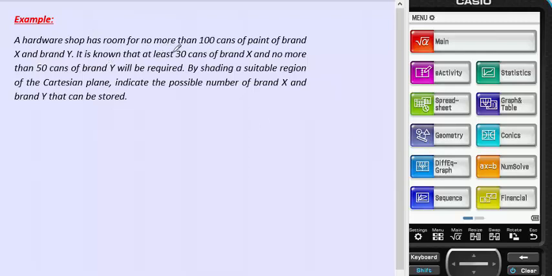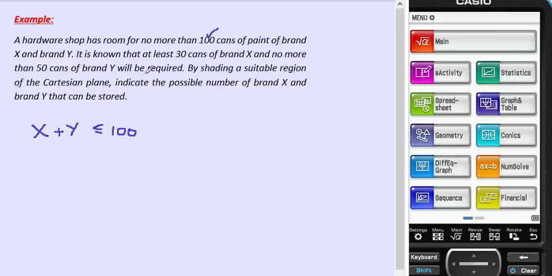The hardware shop has room for no more than 100 cans of paint, and there are two brands, X and Y. So my first rule is going to say that the number of X's plus the number of Y's has to be less than or equal to 100, because there's no more room than 100 cans. So that's my first one. I'm going to call that my blue rule.